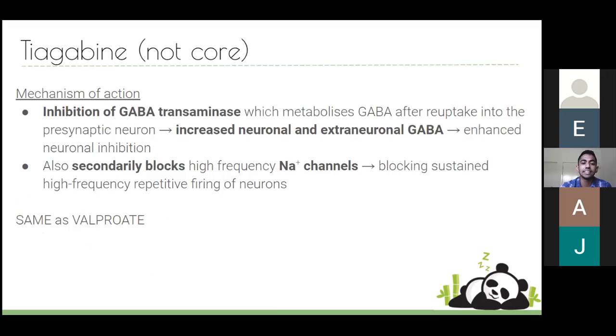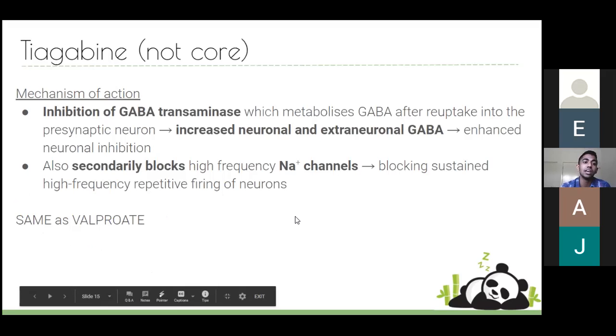Diazepam, pretty much the exact same as valproate, but it's not on your core list. I thought I'd just include it because Richard put it in his lectures. But yeah, pretty much the exact same thing.